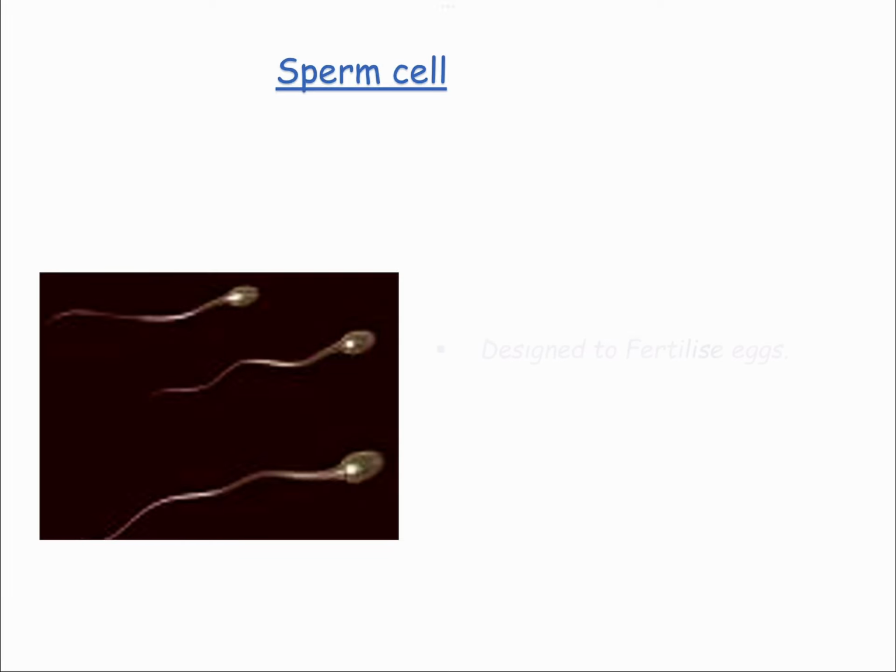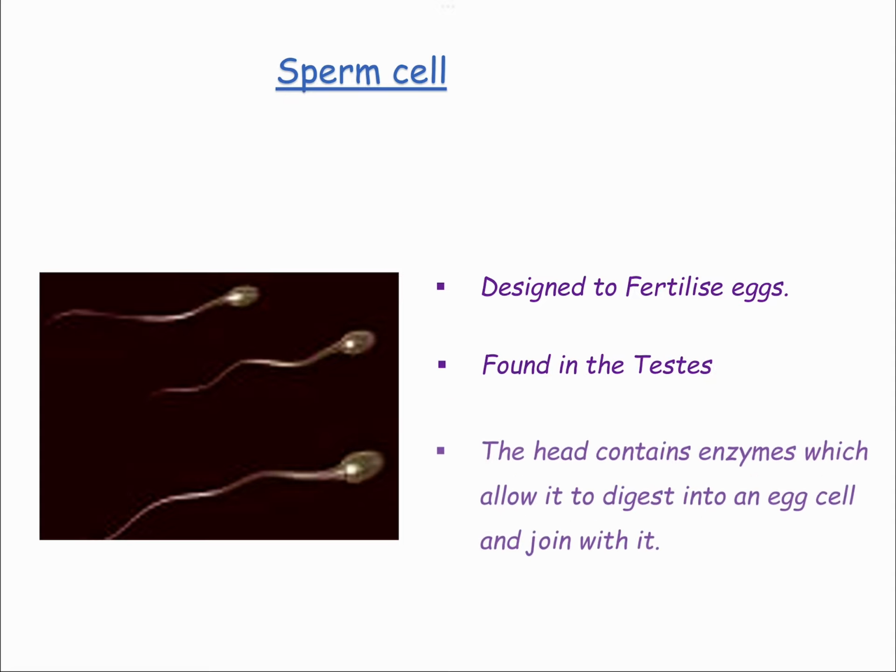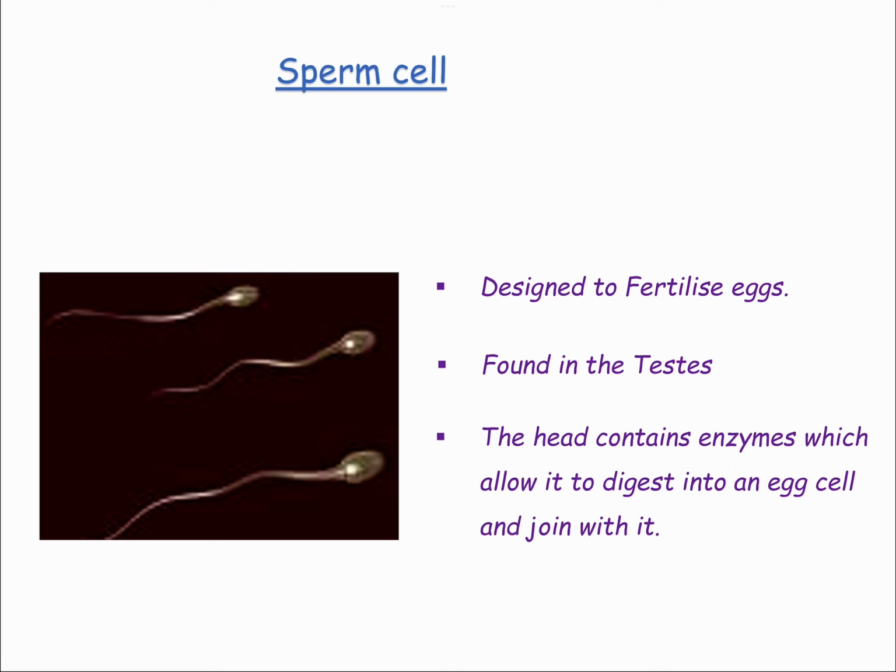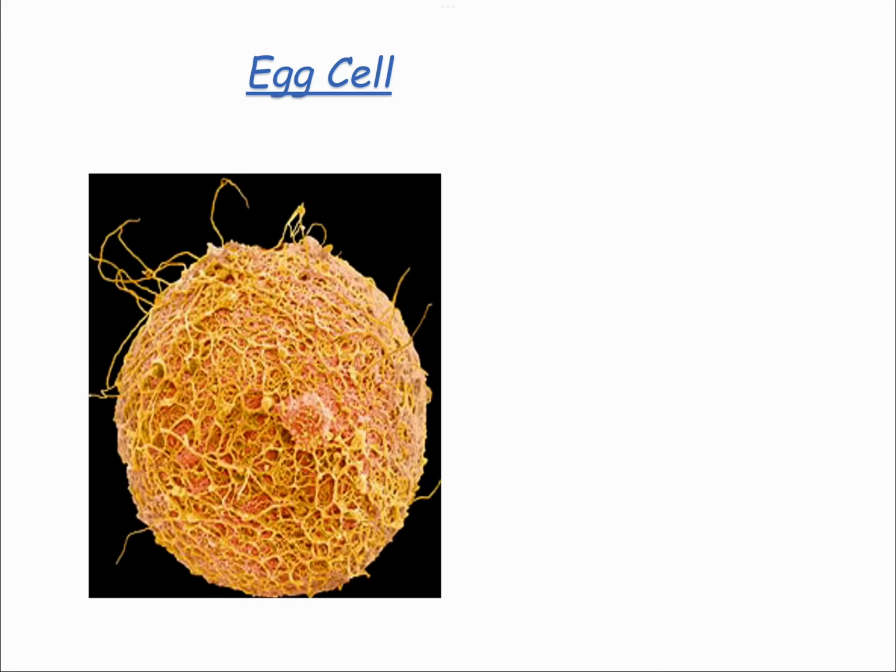Next is sperm cells. Now these are designed for fertilization, or to be part of reproduction. They're found in the testes, so they're produced by males. The head of the sperm cell contains enzymes which are responsible for digesting the cell membrane of the egg cell, to allow the nucleus of the sperm cell to fuse with the nucleus of the egg cell.